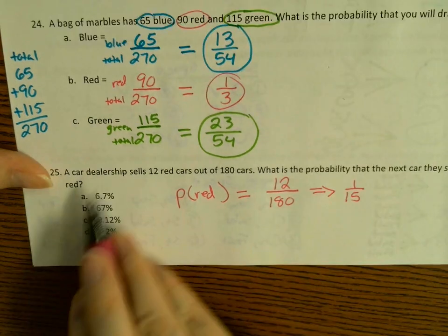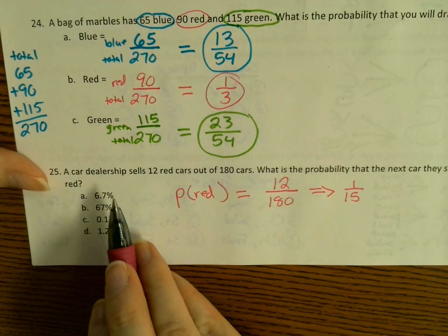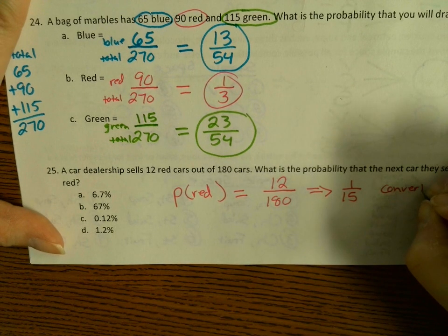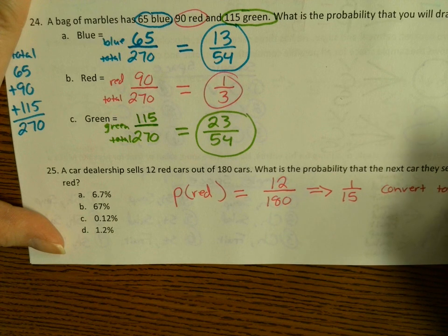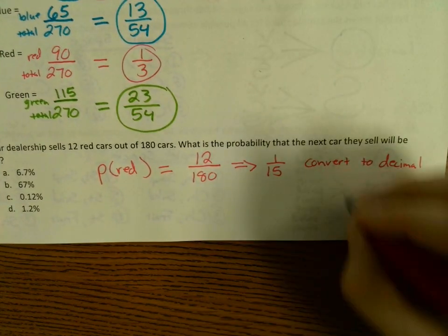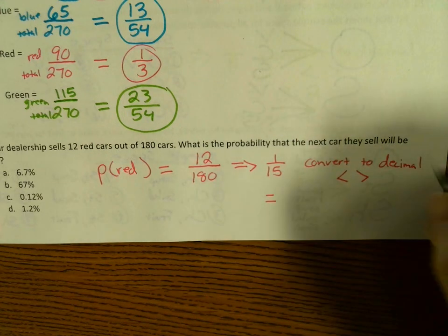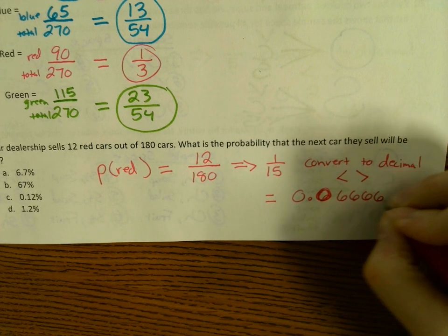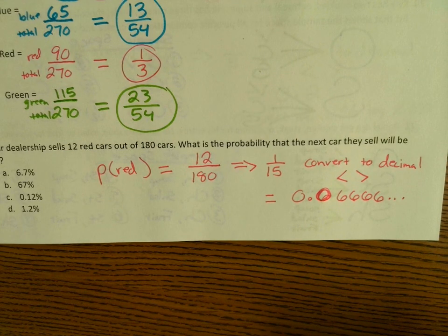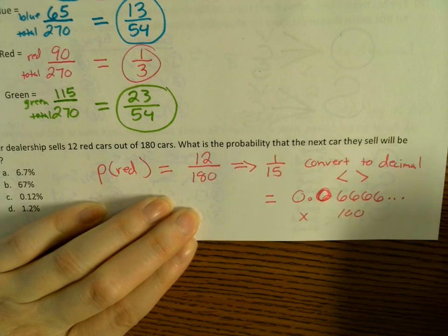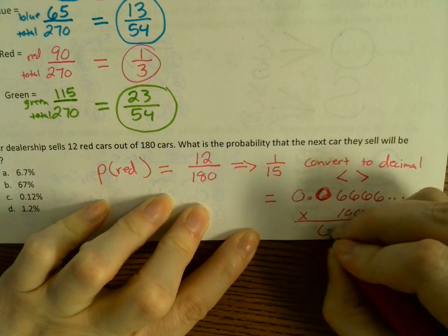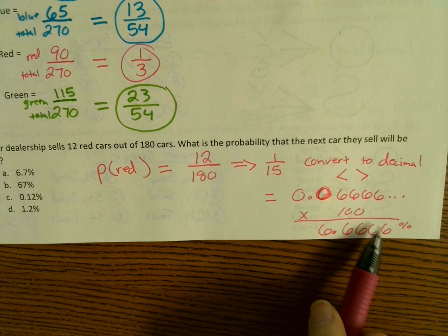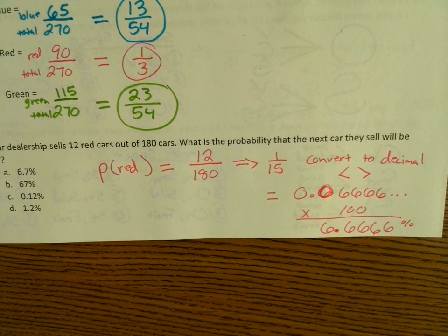But look, our answers are in percentage. So we first need to go ahead and convert to a decimal. So we're going to hit that double arrow button, and that's going to come out to 0.066666. It keeps on going. Then what do we do? Multiply by 100, and that's going to come out to 6.6 repeated percent. Which number is closest to 6.6 repeated? 6.7, right? Answer choice A.